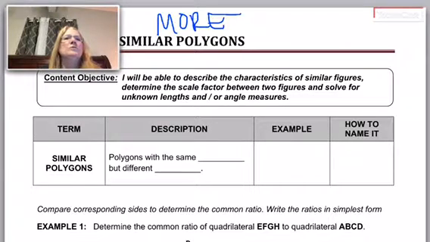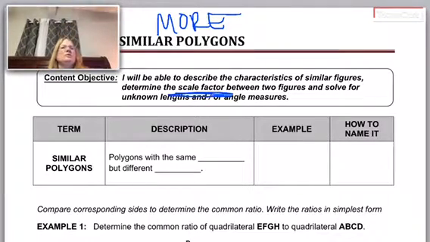This lesson is more similar polygons. In the last lesson, we looked at similar polygons and how to solve for missing measurements using proportions. And now we're going to do the same thing using something called the scale factor between the two figures.